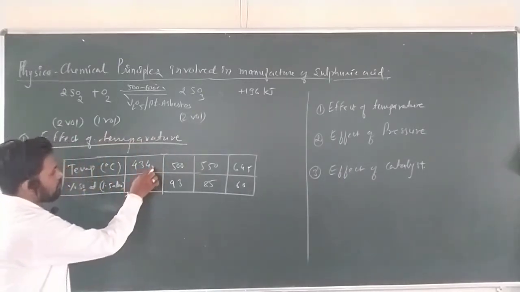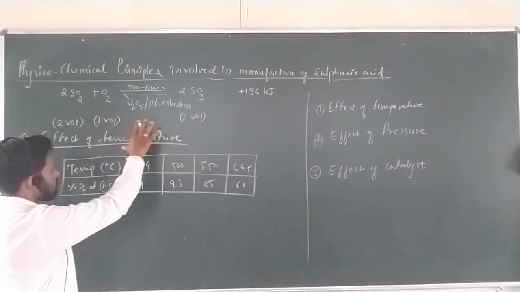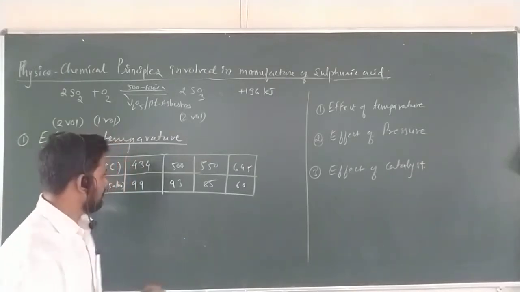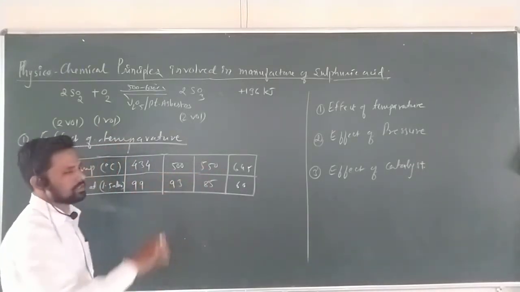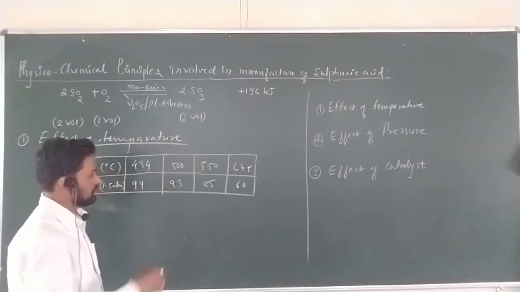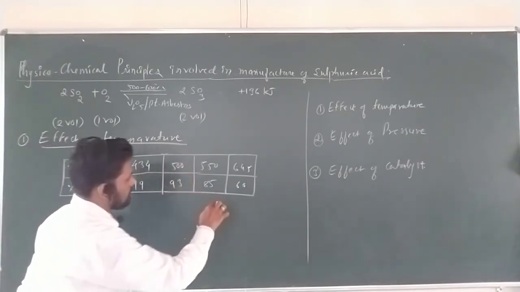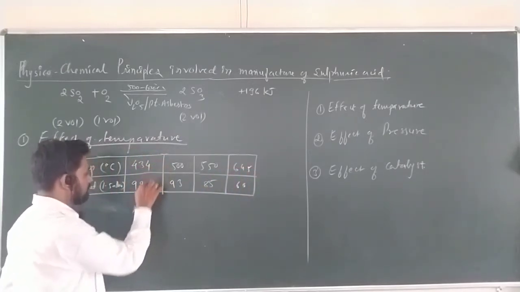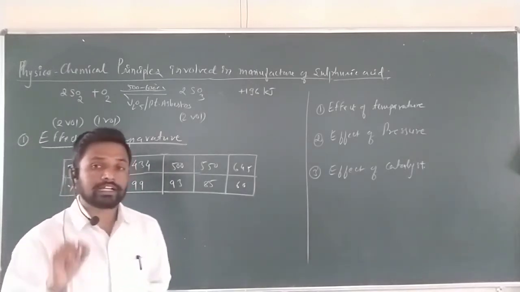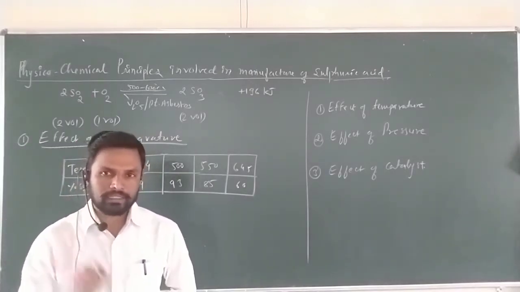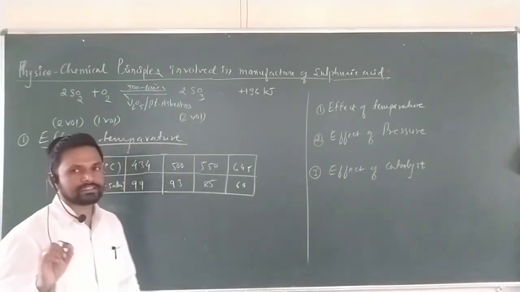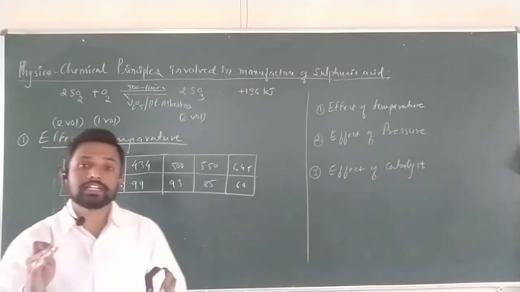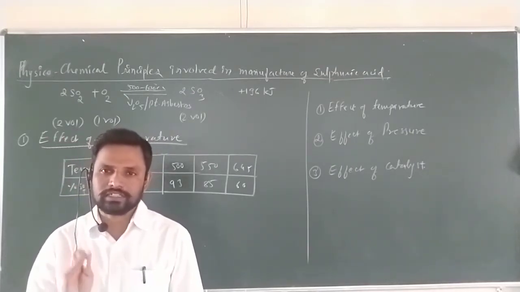We can see here, even at lower temperature, the reaction is definitely exothermic, so we need to lower the temperature. But what happens at different temperatures? We observe the study of this conversion at 434, 500, 550 and 645 degrees Celsius. At 434 degrees Celsius, there is definitely 99% conversion of SO3. But it is noticed that at 434 degrees Celsius, the rate of reaction is very slow. The rate of reaction is very slow.